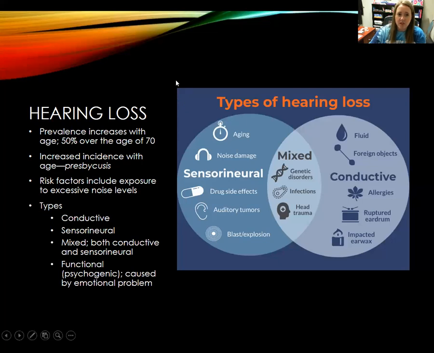So hearing loss, the different types of hearing loss that we have, occurs more in men than in women. So if you think that men tend to not listen more, maybe they just can't hear. Maybe it's not a listening problem, it's a hearing problem.